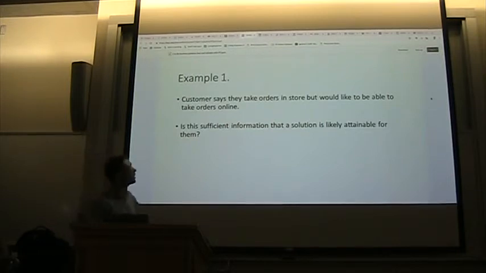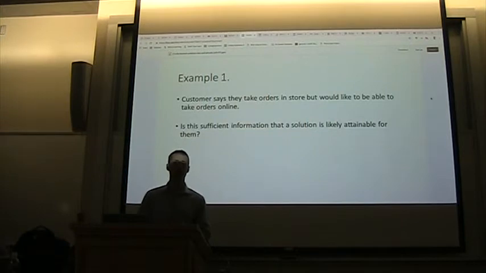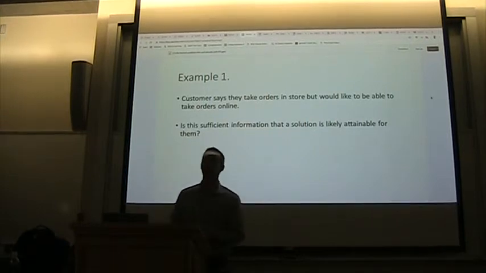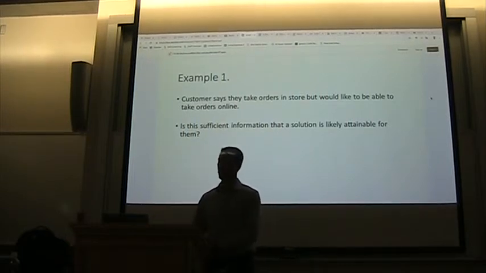Customer says they take orders in the store, but would like to be able to take orders online. Is this sufficient information that a solution is likely attainable for them? Yes or no? Okay, you say no, why? Because what is the problem they're trying to solve by taking orders online? Is it that they're not taking orders fast enough, or that customers are tired of waiting in line? Because if it's just to be able to say that they take orders online, but the system's not used or the customers don't want it, then it's not a super great project.